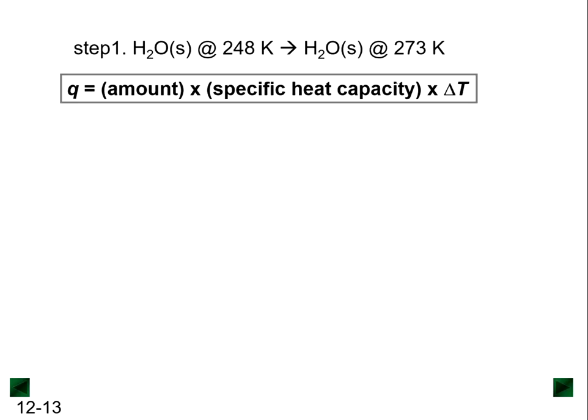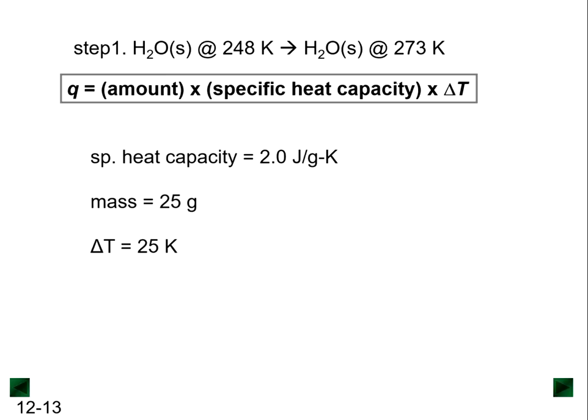Here we are with step 1 now. We have Q is equal to m Cp bar delta T. Cp bar is 2 joules per gram Kelvin. M is 25 grams. Delta T is 25 Kelvin. Therefore, Q calculates out to be plus 1,250 joules.